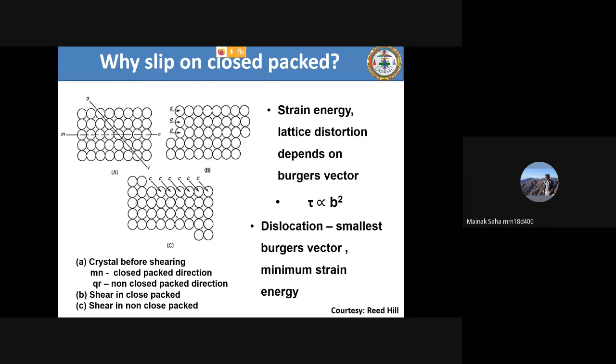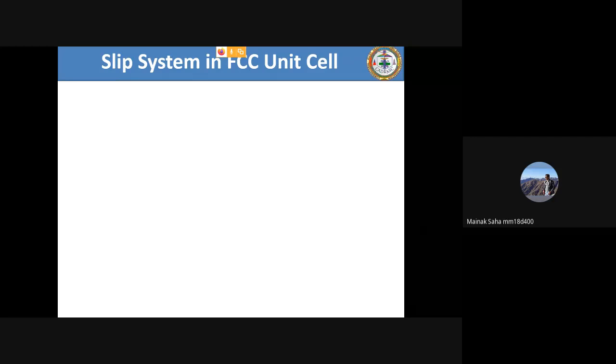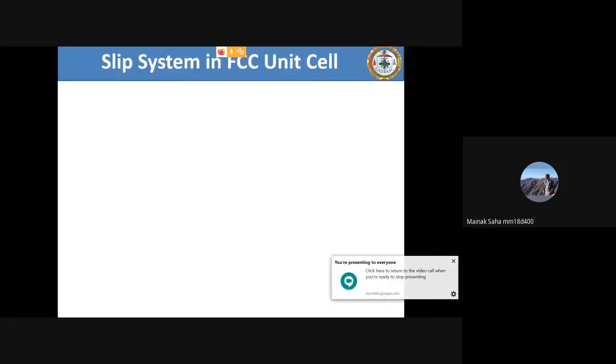So now I give you a task. It's very simple. FCC unit cell, you all know how to draw, right? Last time I made you draw that. Yes or no? You can unmute and speak. Yes, sir. Okay. So now what I want you to do is, can you identify what is the close pack plane and what is the close pack direction in the FCC unit cell? You have 10 minutes. I will give you a homework also, so don't worry.